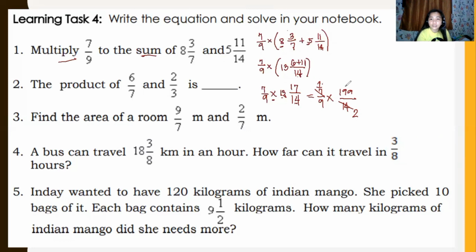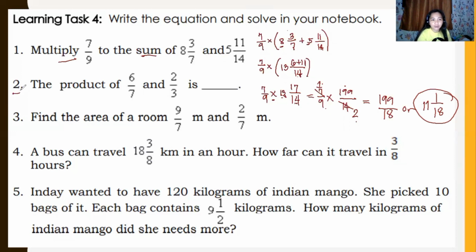So, we have 1 times 199 is 199. And 9 times 2 is 18. Or, pag i-divide natin si 199 sa 18, ang lalabas dyan ay 11 and 1/8. So this is the answer for number 1.